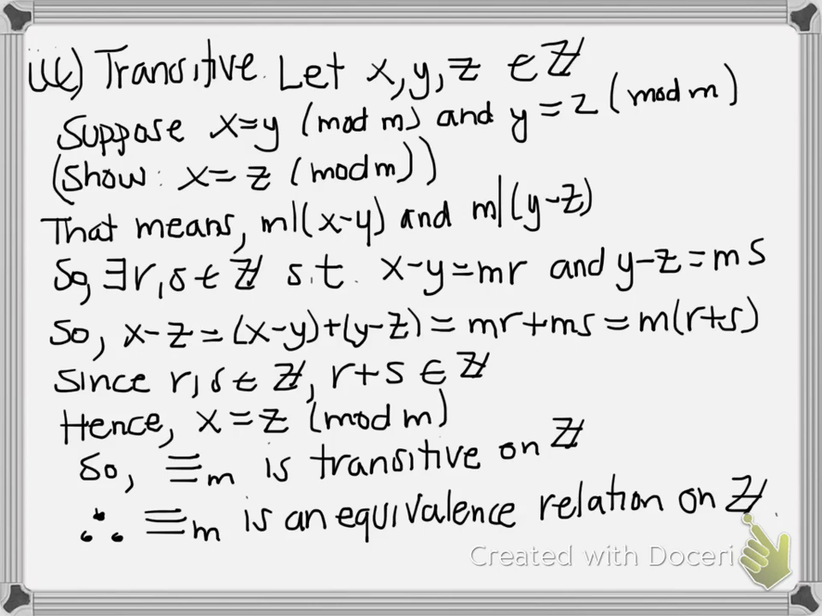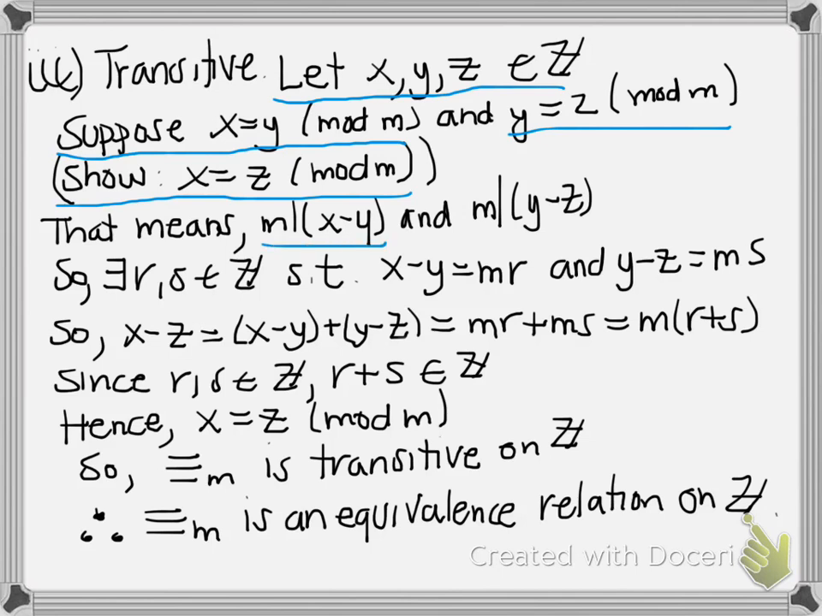Okay, so hopefully you tried the transitive property, and first we let x, y, and z belong to the integers. Suppose, remember again, transitive is a conditional statement. So we're supposing x ≡ y mod m and y ≡ z mod m. That's what's given to us. And we need to show that x ≡ z mod m. So from our supposition, from x ≡ y mod m, we know that means m divides x − y. And because y ≡ z mod m, m divides y − z.